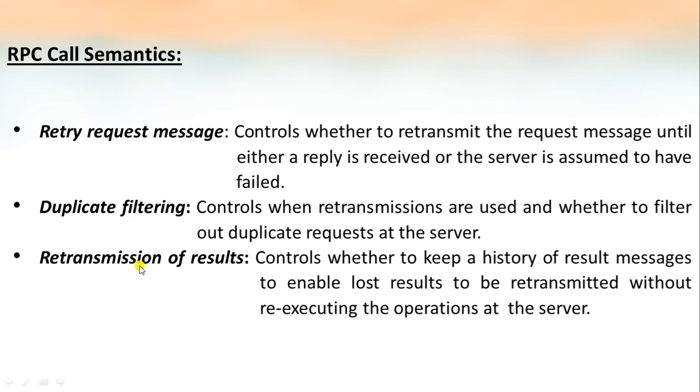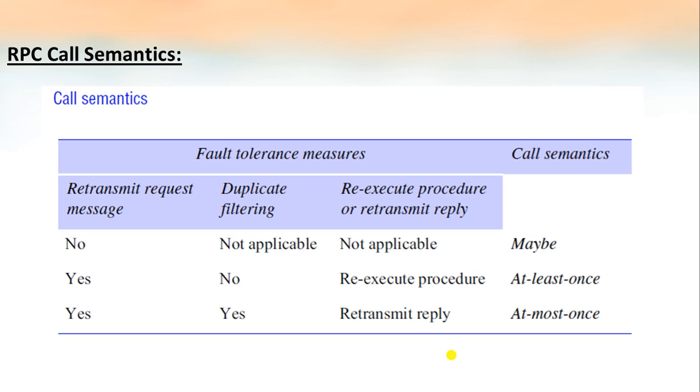Next is retransmission of results. It will keep a history of result messages that are sent to the client, and sometimes there may be a need to retransmit a particular result to the client. So it should be able to retransmit this result without re-executing the operations at the server. That is called retransmission of results. And this shows the RPC call semantics and fault tolerance measures.